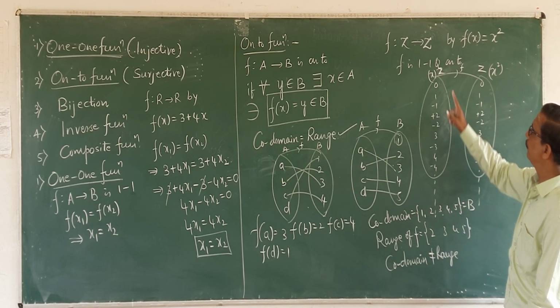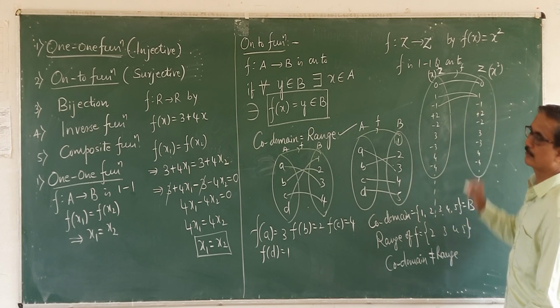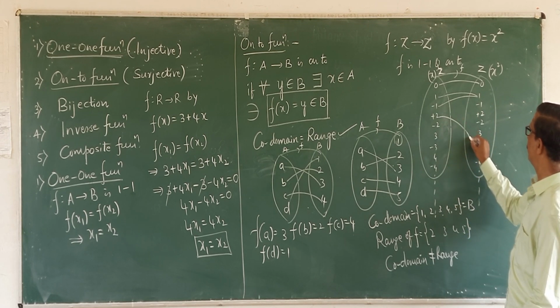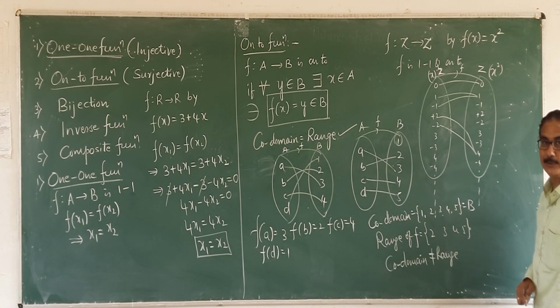Take one by one. Put x is 0, 0 square is 0. Put x is 1, 1 square is 1. Put x is minus 1, minus 1 square is 1. Put x is 2, 2 square is 4. Put x is minus 2, minus 2 square is 4. Is it a 1-1 function?